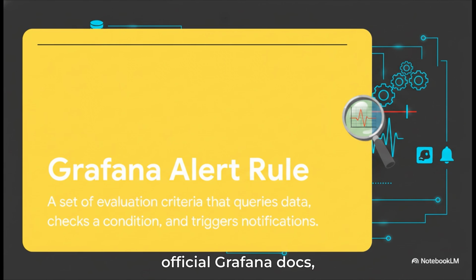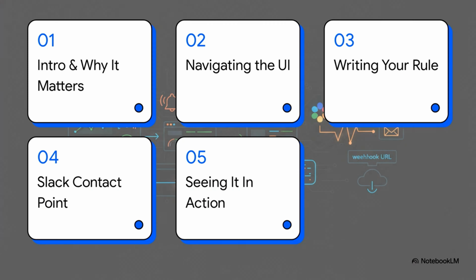Now, according to the official Grafana docs, an alert rule is really just a simple set of evaluation criteria. Think of it like this. It runs a query on your data, checks if that data crosses a specific threshold, waits for a set interval just to be sure, and then routes a notification straight to your team. It's honestly that straightforward. All right, so here's our game plan for this explainer.